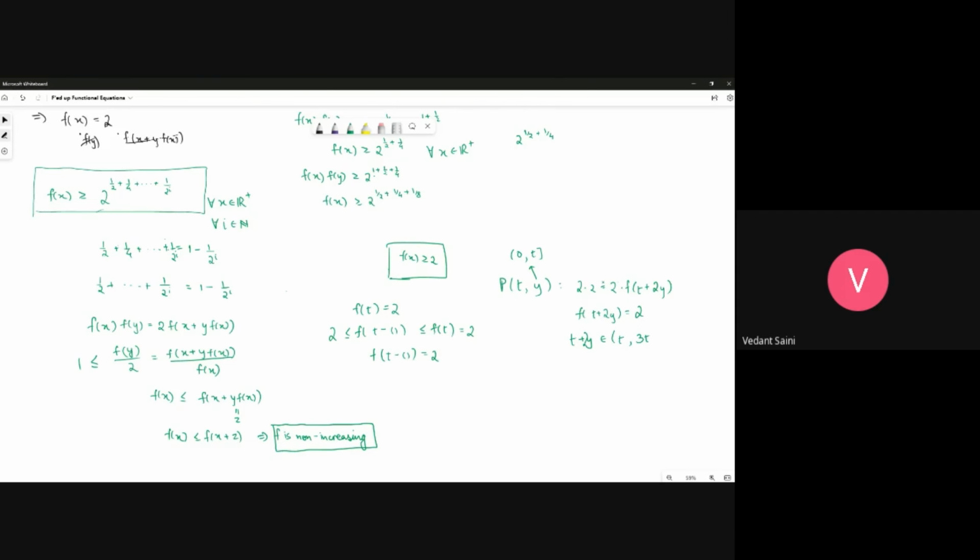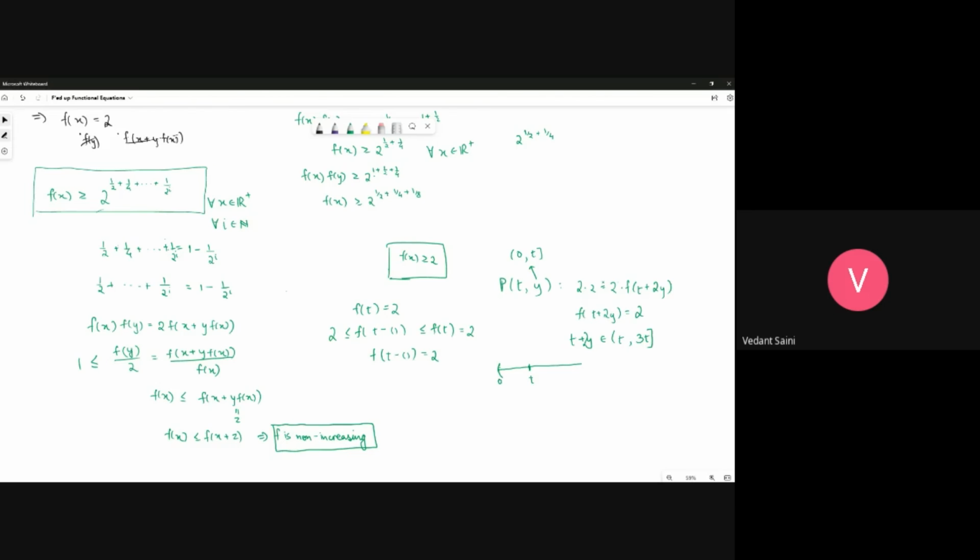So t plus 2y ranges from the open interval t to the closed interval 3. So on the number line, 0, everything less than or equal to t: if f of t equals 2, then everything less than or equal to t has an f equal to 2.